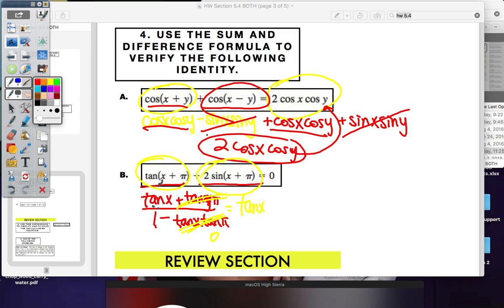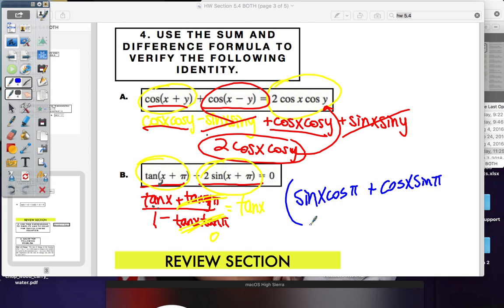Based on the formula, sine u, cosine v. Good. Cosine u, sine v. And u would be just x, right? Good. So we'd say sine of x, cosine of pi, cosine of x, sine of pi. Good. And then all of this is multiplied by 2, right? So the blue part is your second set, okay?